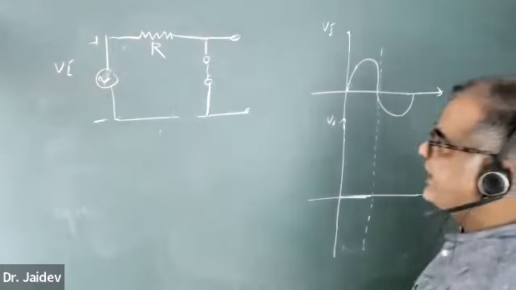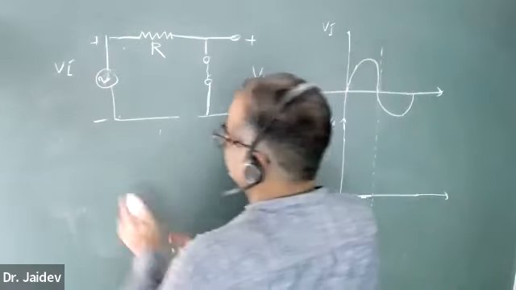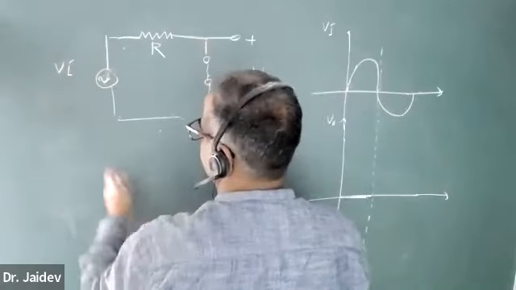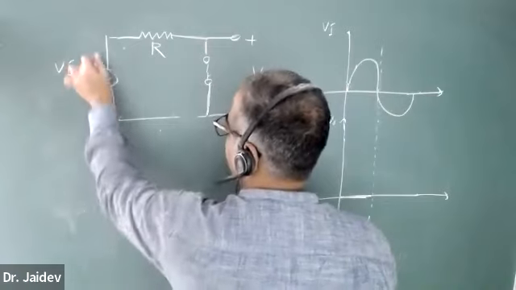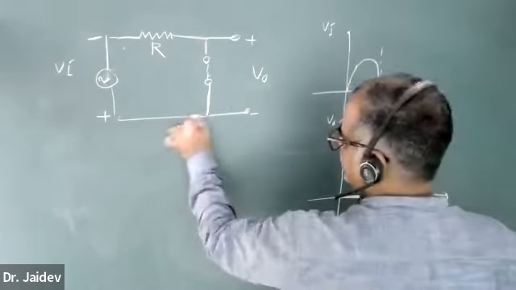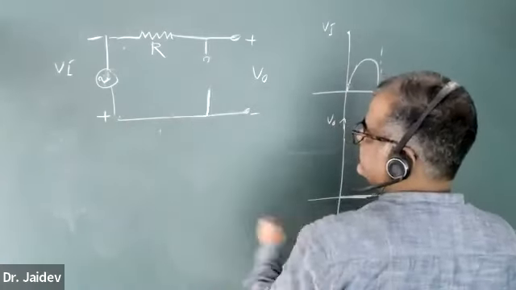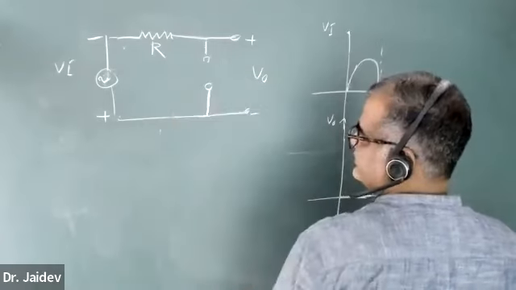Now for the negative cycle, I am measuring the V output here. In the negative cycle, this is your plus and this is your minus. So now what can I say? The diode is reverse biased, the diode will be open. Yes or no?